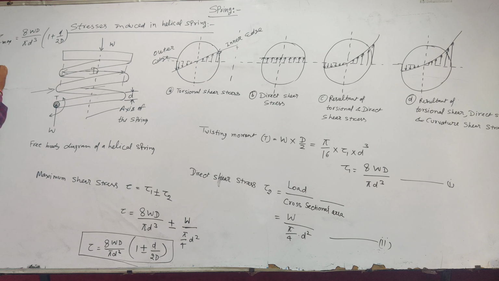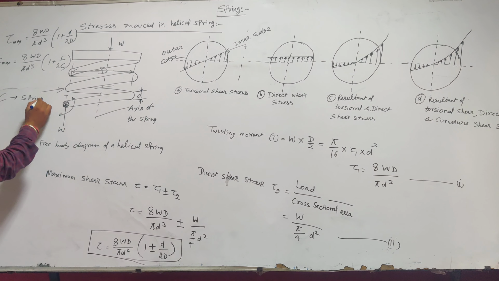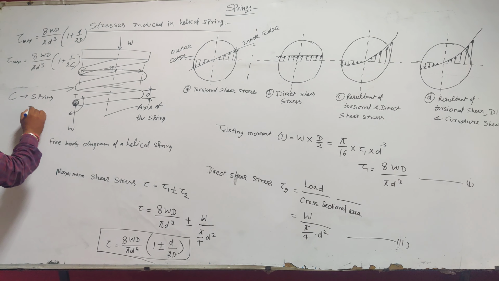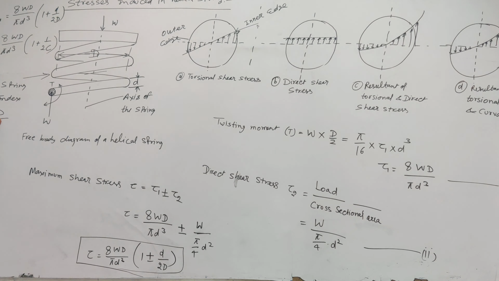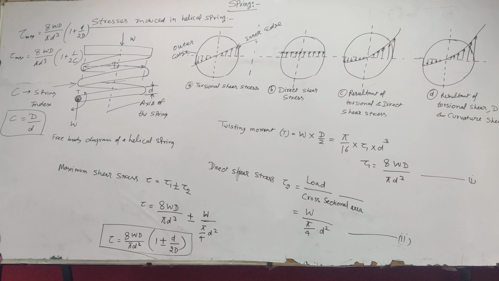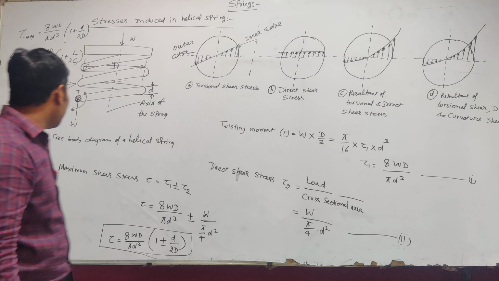Also in terms of spring index, we write this formula 8WD upon pi d cube, 1 plus 1 upon 2C. C is the spring index, and this is equal to capital D upon small d. Capital D is mean diameter of the coil and small d is the spring wire diameter.